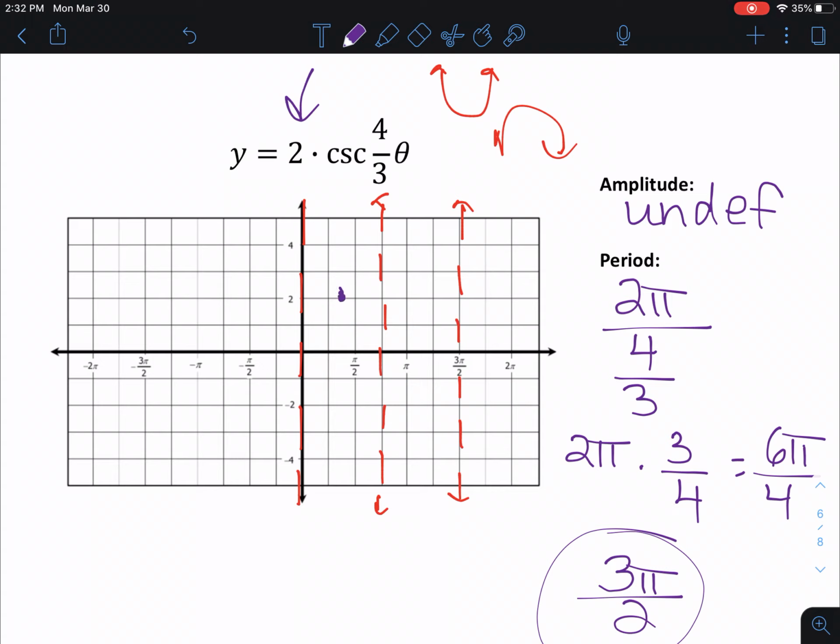Let's see if I can make it right. There we go. Okay, and then same thing with this one over here. It's going to be at -2 halfway in between, like that. And then I can just draw my cosecant graph to start. Looks like that. And so now we just need to repeat that throughout the rest of this graph.